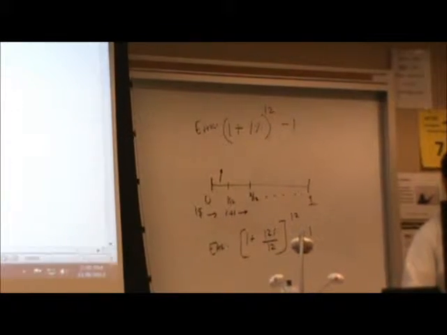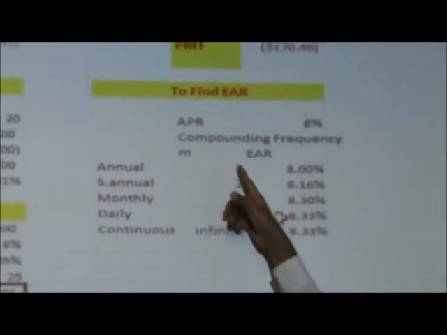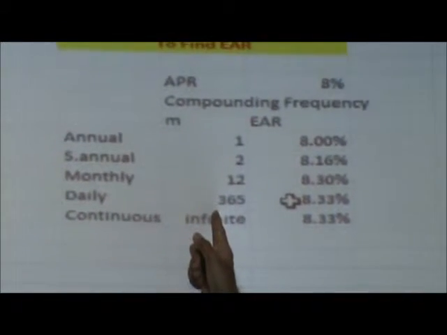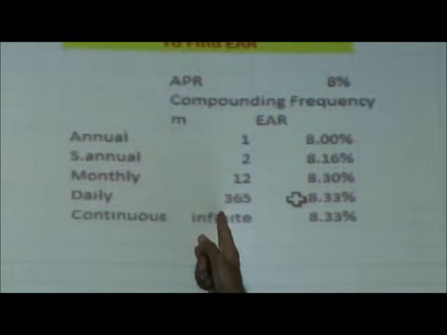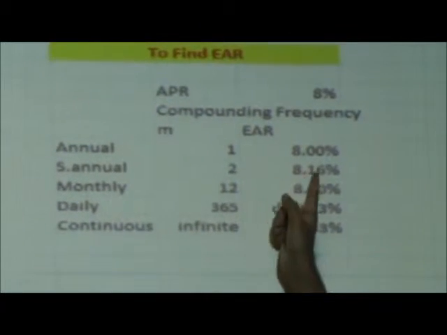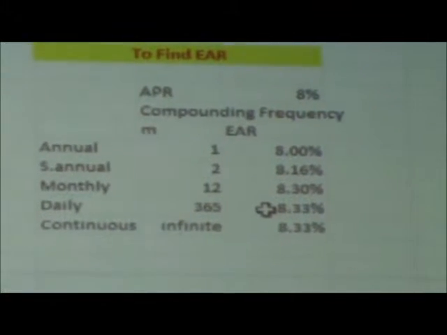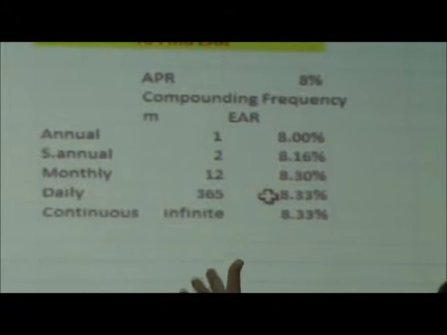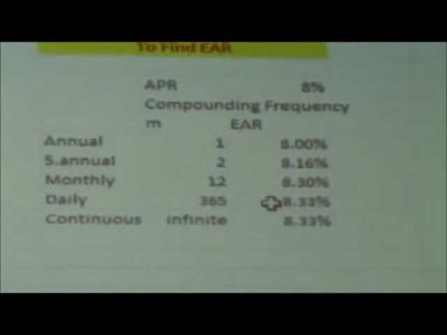So again, if you have to figure out the EAR, as long as you know the compounding frequency, then you can use that and figure out the EAR using that formula. I just programmed it, so you can do it directly.